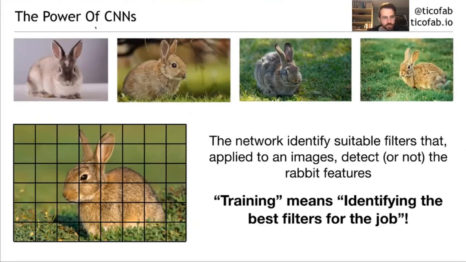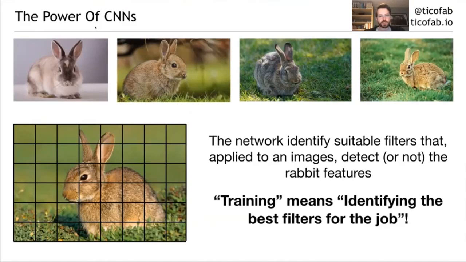What makes it unique? If you train a network with images of a donkey, yes, there will be similar things because they both have long ears, but the filters will be slightly different, and the set of filters that identifies rabbits will be different than the set of filters that identifies a donkey. So now, when you hear the words training a model, train a network, that means identify the best filters for the job. This is, on a very high level description, the way that convolutional neural networks work.